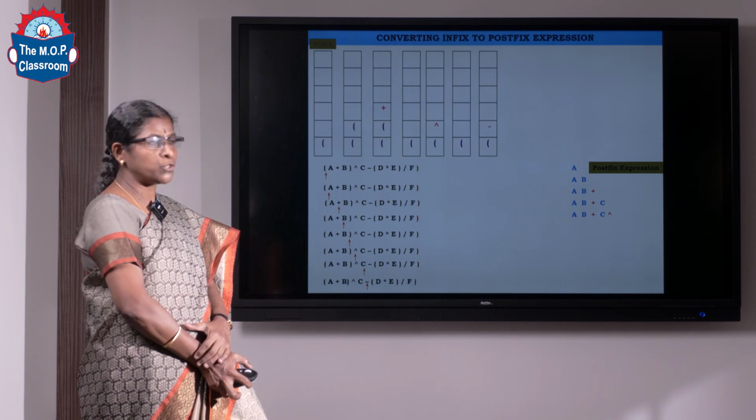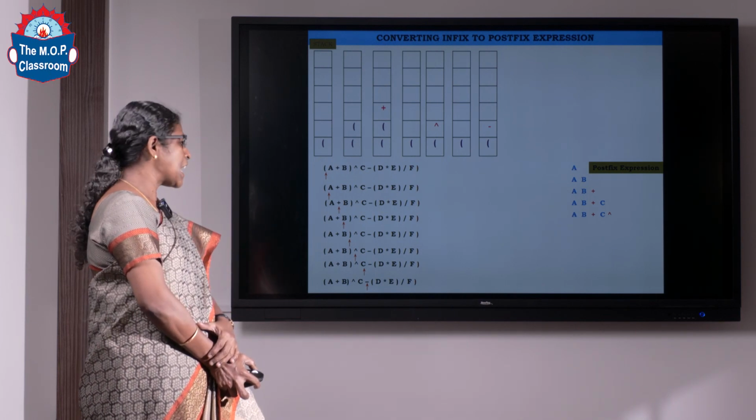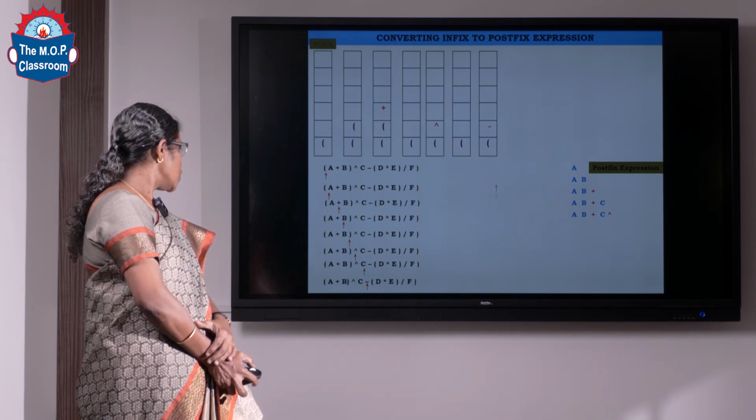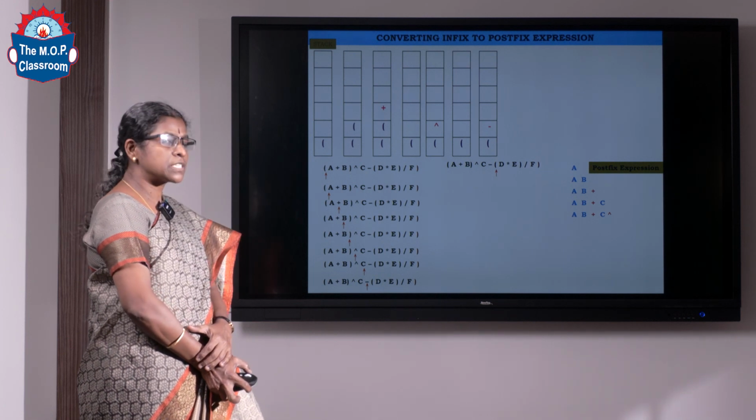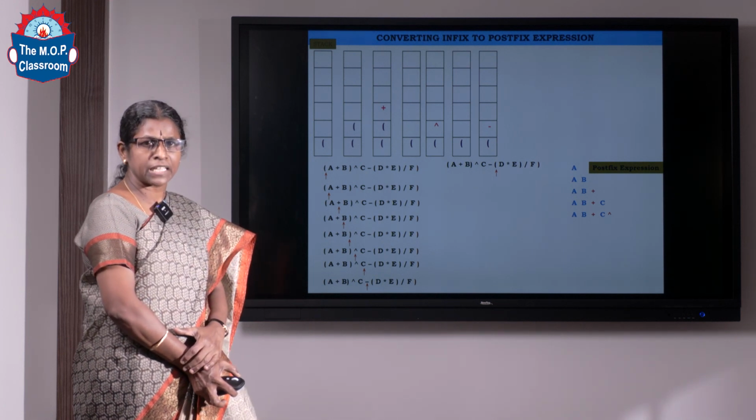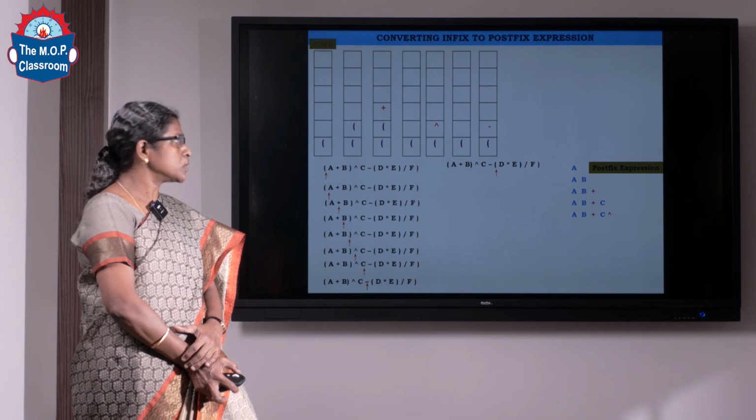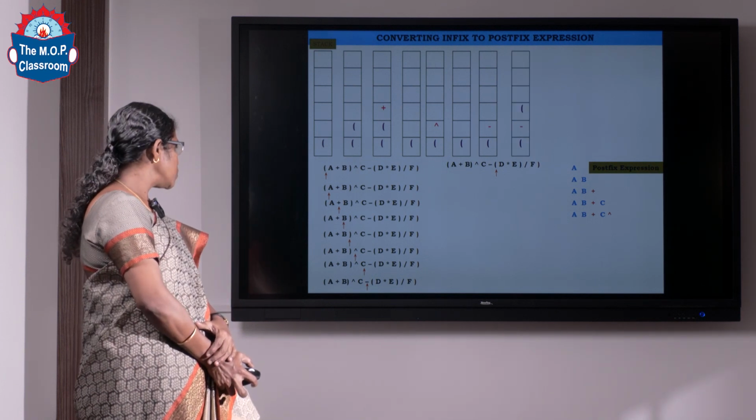Once again, please continue with the same procedure. We are going to scan the expression from left to right. So the next element to be encountered is a left parenthesis. Whenever a left parenthesis is encountered, please add it onto the stack. So it has been added to the stack.